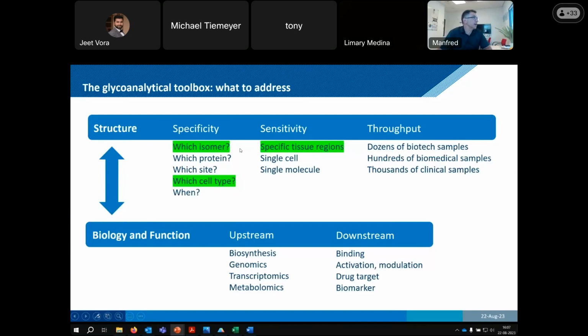And I'll start with looking at isomers of glycans, differentiating those isomers, and doing that for specific cell types. I think this is very important that we know what we're looking at. So this can be a specific protein, but certainly also we need this cell type specificity because human cells do very different jobs in terms of glycosylation. And for that, we look at specific tissue regions which are dominated by one cell type.